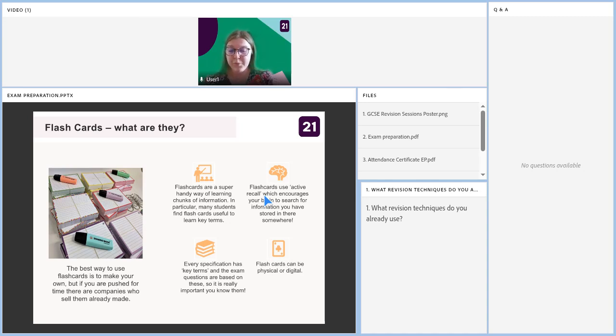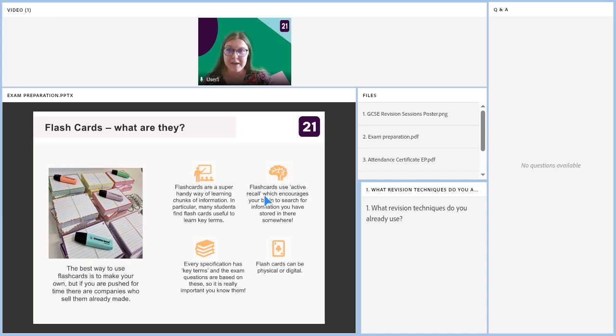So the prompting words on the questions are going to tell your brain to bring back to your short-term memory things that are stuck or lodged in your long-term memory, hopefully, because you've done lots of revision. So doing flashcards or using flashcards, there's the process of making them that embeds knowledge.